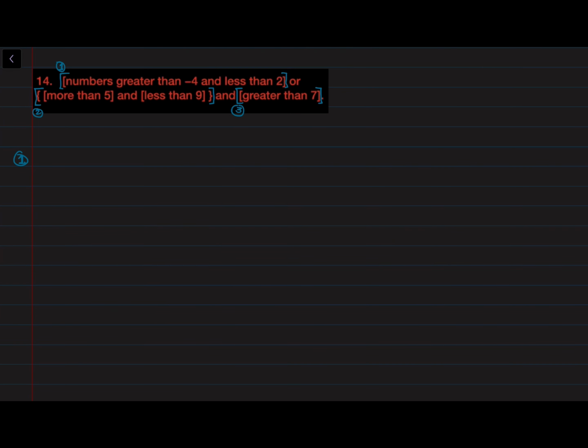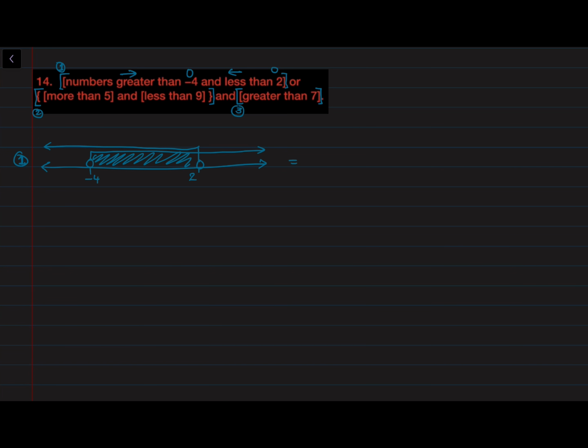For the first one, we're looking at numbers greater than -4 and less than 2. So we can draw the number line and we can write down our numbers. We have -4 and 2, and we're looking at numbers that are less than 2 and that are greater than -4. There's an AND operator in between them, so we're looking at the overlap. So together we get the interval, and we're looking at all the numbers in between where -4 and 2 are not included.